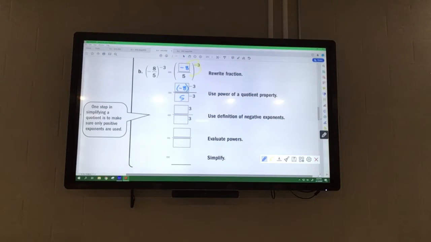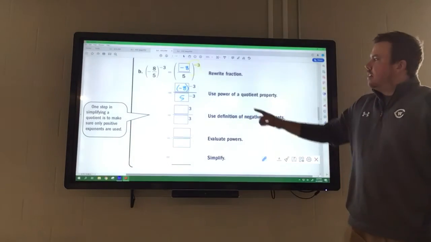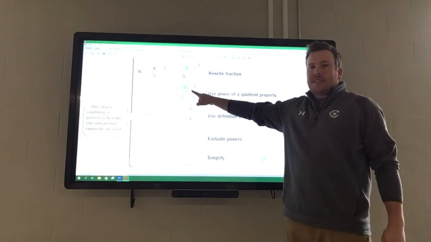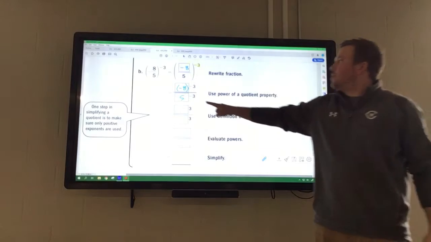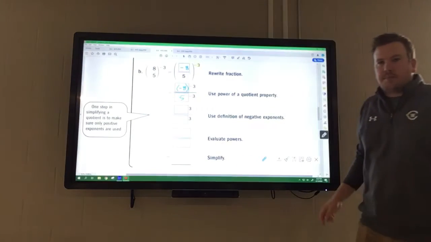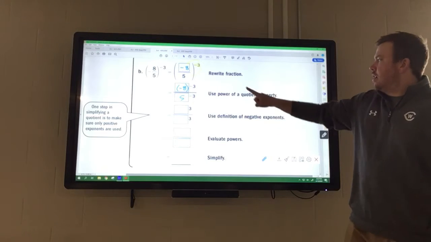Now, here's the thing. We have negative exponents. We can't have negative exponents. Since we have a negative exponent here, we know that's in the wrong place. So what we're going to end up doing here is just flipping. Let me show you how.